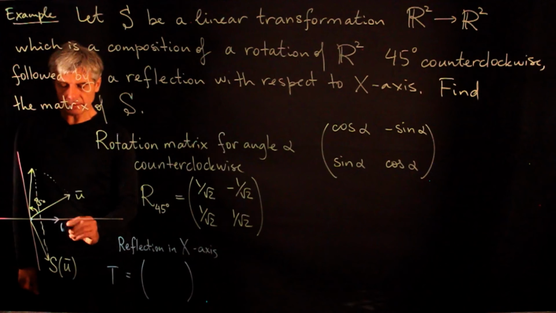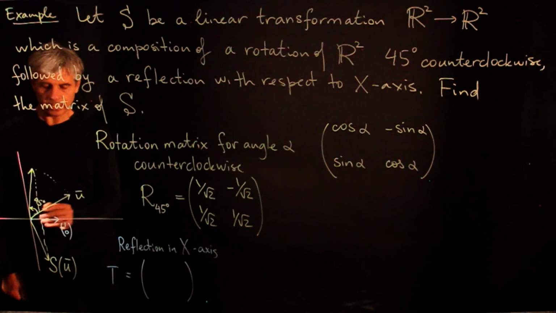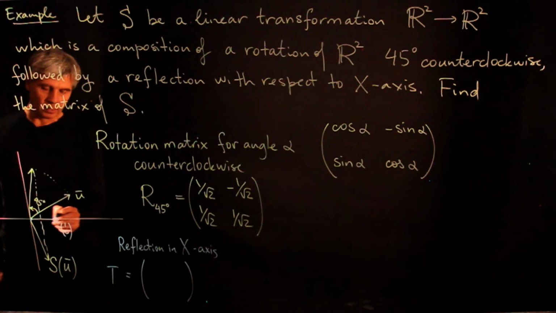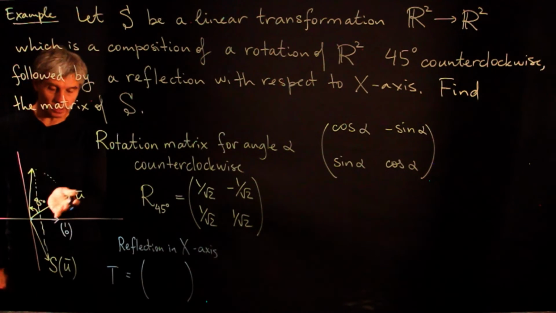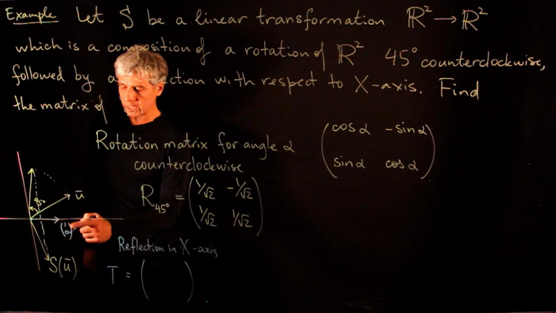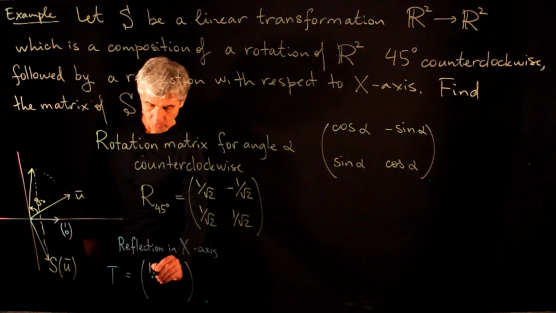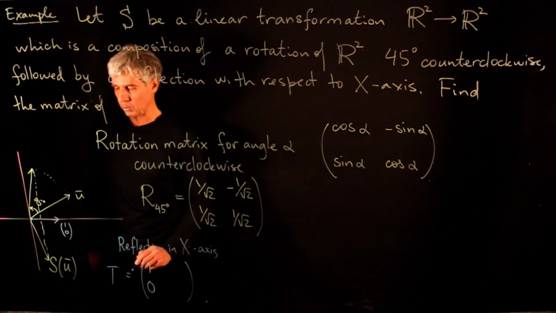So the first basis vector, 1, 0, is on the x-axis. So when we take its mirror image with respect to x-axis, this vector doesn't move because it is on the line of the mirror. So this means that the vector 1, 0 gets transformed into itself, 1, 0. So the first column of this matrix is 1, 0.